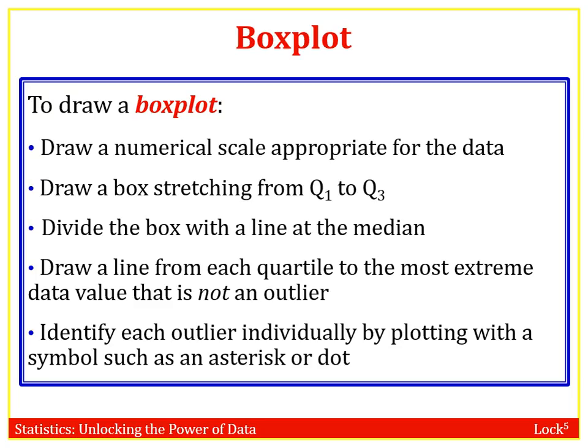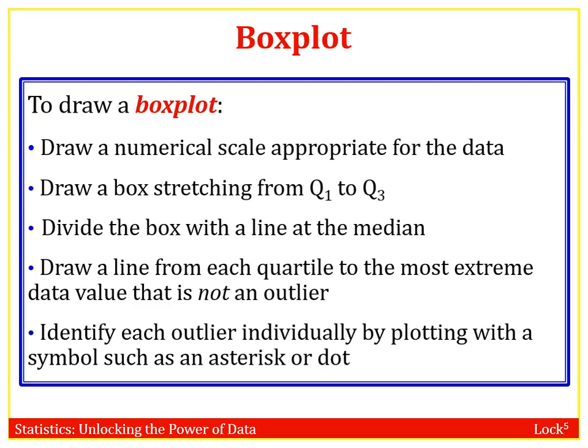Now, on your scale, you want to find where your first quartile is and where your third quartile is. So mark those and then draw a box going in between them, basically a rectangle. Then you want to go ahead and find your median on your scale and mark that, and that line should be somewhere in between the two ends of your rectangle that you just drew.